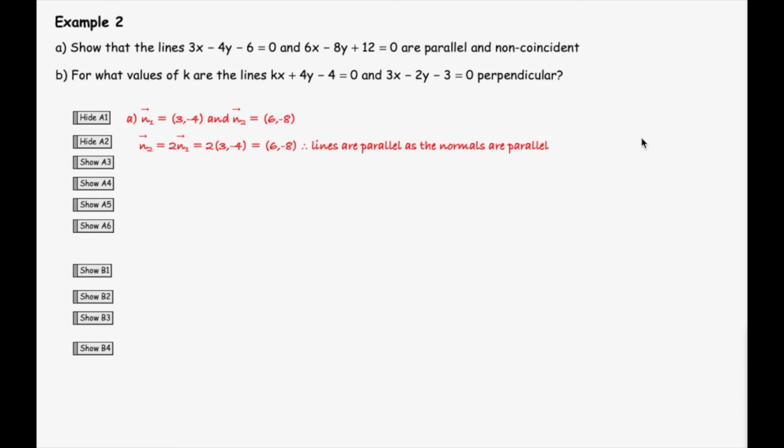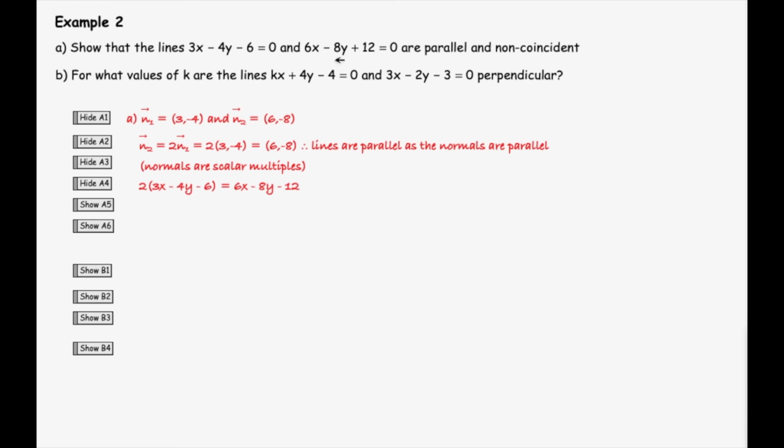All right, now the next thing we have to decide is, are they coincident? We do have the correct scalar multiple. We know it's a 2. In order to get the correct normals, I would need to multiply this by 2. So what I'm going to do now is multiply this equation by 2 and see what happens. I'm going to multiply this by 2. And when I do, I'm going to get 6x minus 8y minus 12.